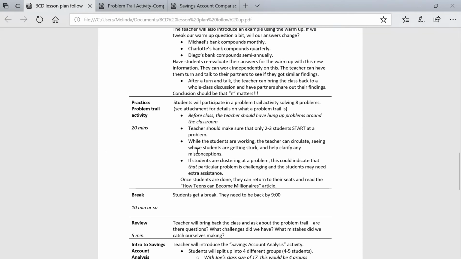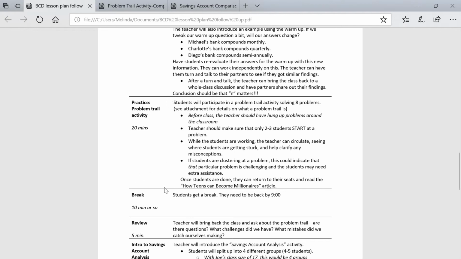I'm going to give students about 20 minutes to do that, but because I know that everyone works at their own pace, I will also have the article, How Teens Can Become Millionaires, for them to read afterwards. I also put the break after this activity, so if they finish early, they can go get a drink of water or take time for themselves.